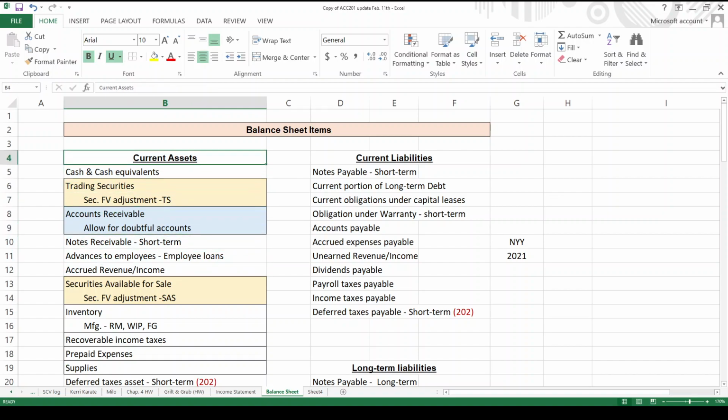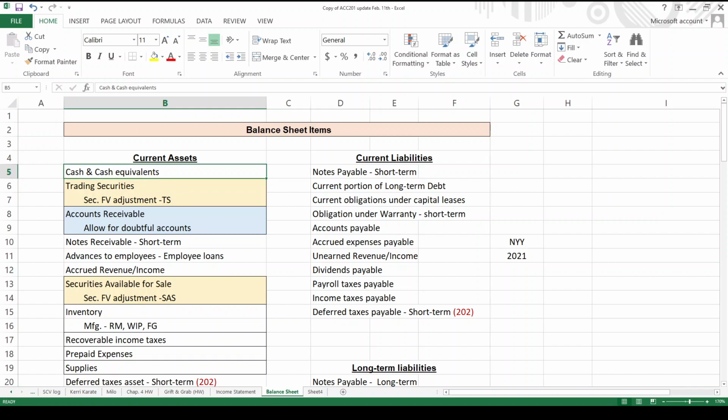Current assets. What are they? They are assets that you expect to convert to cash or to consume, use up within 1 year. Our favorite current asset, and they're listed, by the way, in order of liquidity for the most part. In other words, what is most readily converted to cash? Well, cash is most readily converted to cash.